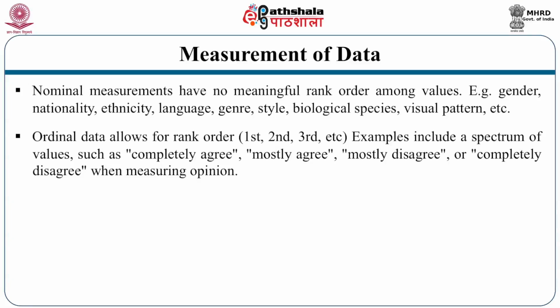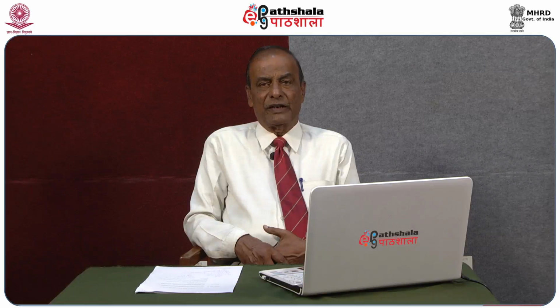The second level is the ordinal data, which allows the rank order, first, second or third. Now, supposing you have 3 books on library classification. You may rank them. The book by Dr. Ranganathan, Prolegomena to Library Classification, you may rank as 1. You may rank other books as rank 2, rank 3 and so on. So, this is called the ordinal measurement of the data.